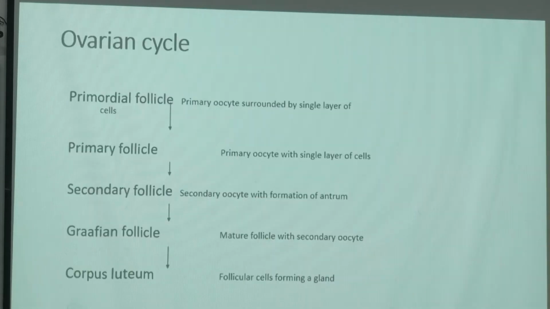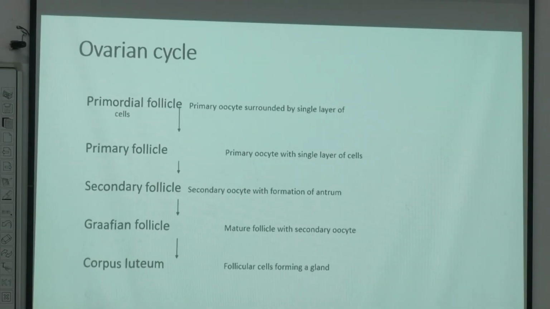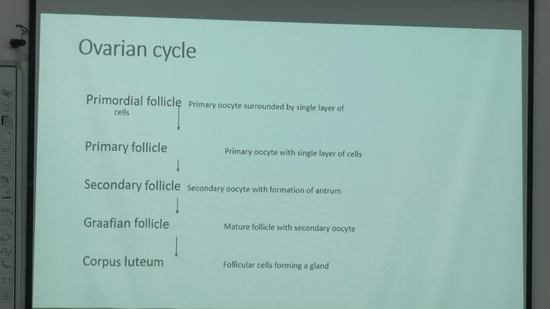Now this is what we are saying here. This ovarian cycle corresponds with the primordial follicle, which becomes the primary follicle, secondary follicle, and the mature one we call the Graafian follicle, which is expelled out, and the corpus luteum is formed.